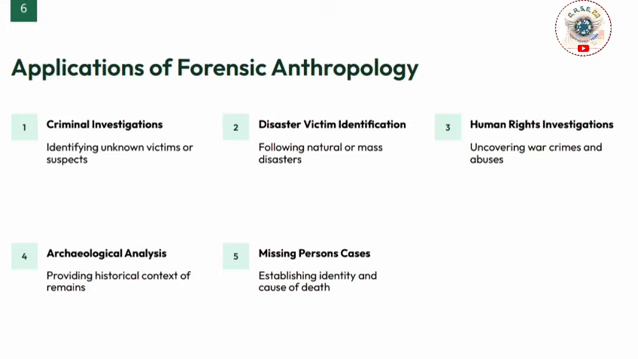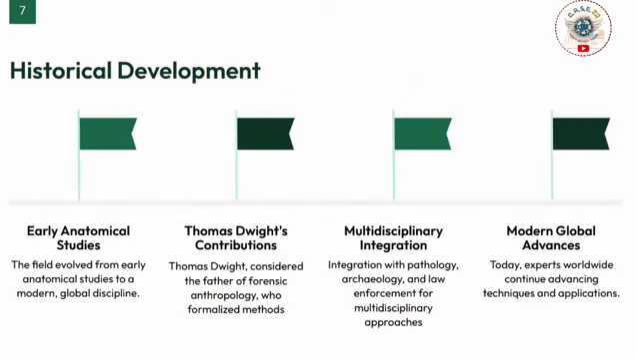So, now let's talk about a brief history of forensic anthropology. The roots of forensic anthropology can be traced back to the earliest anatomical studies. For centuries, physicians and anatomists studied human bones to understand the structure and the variation. But the application of this knowledge to legal cases didn't become formalized until the 19th century. One of the earliest figures is Thomas Dwight, often called the father of forensic anthropology. He laid the foundation for studying skeletal remains scientifically in legal context.